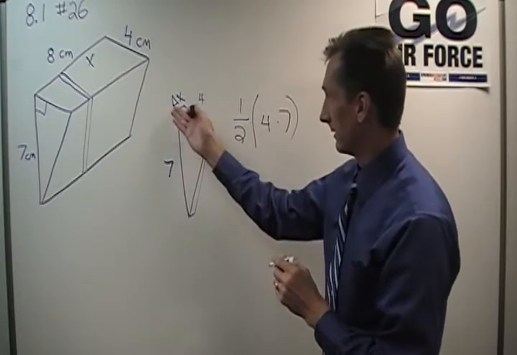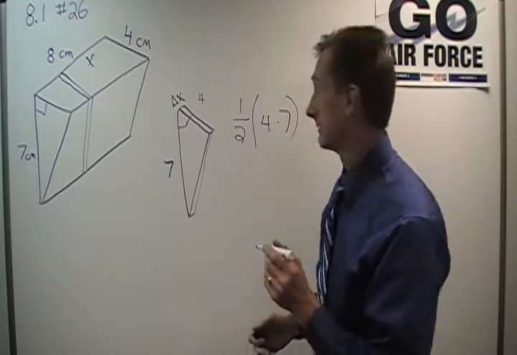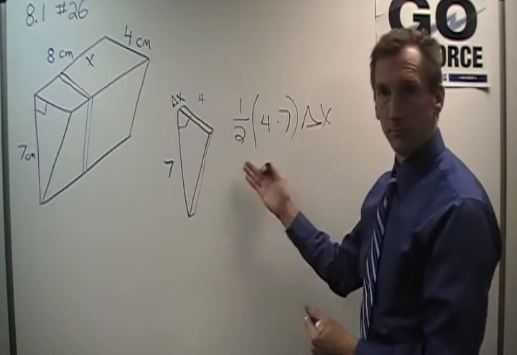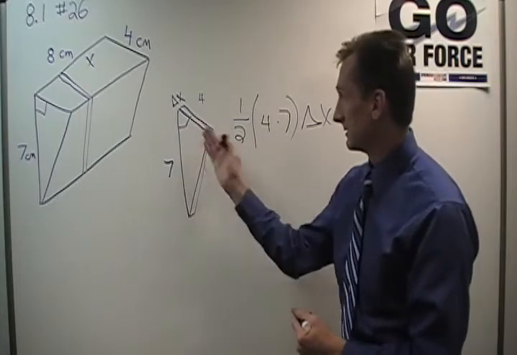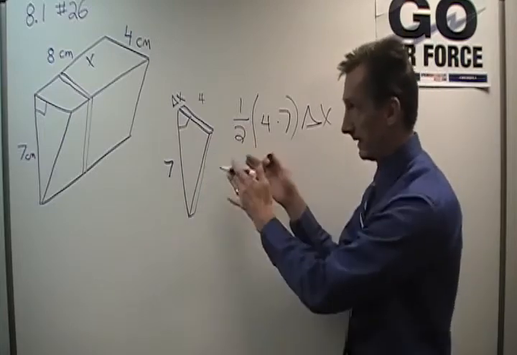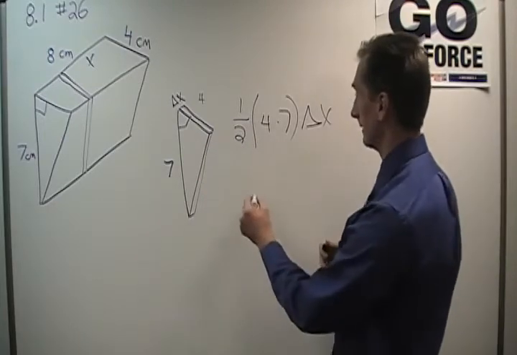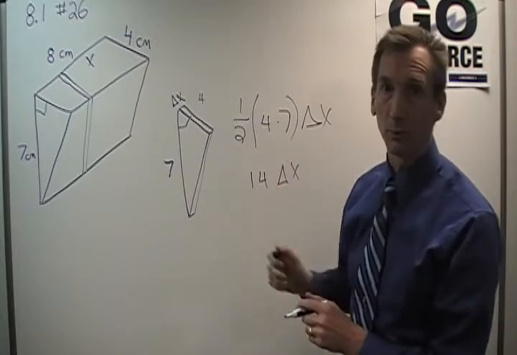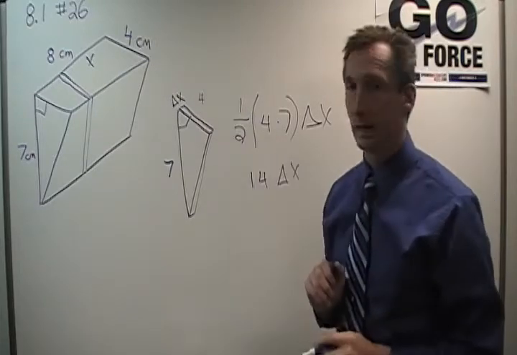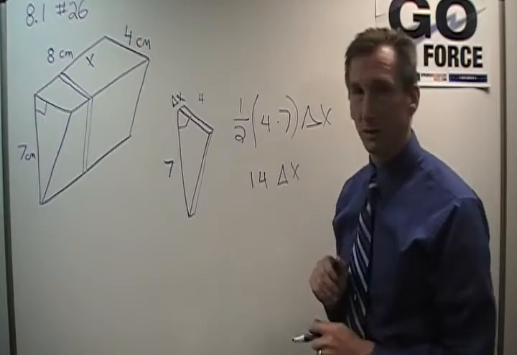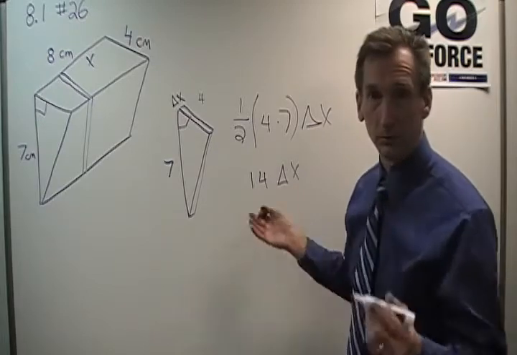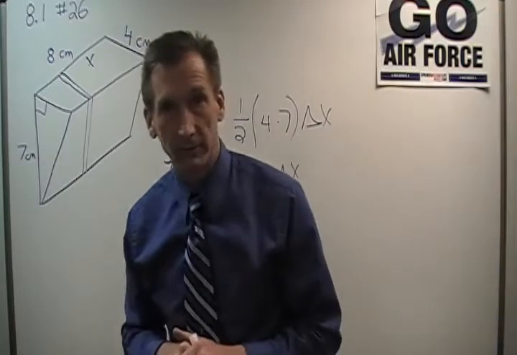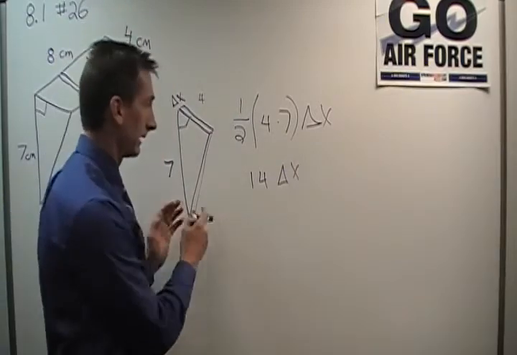Now this thing has depth, and that depth is delta X. So now we have the volume of one sample cross-section that we've pulled out of our big object. Of course, it's 14 delta X. You probably notice my numbers are a little different than yours for 8.1 number 26, so that you get the benefit of working it on your own. The principles are all the same. So we have the volume of a sample triangle.